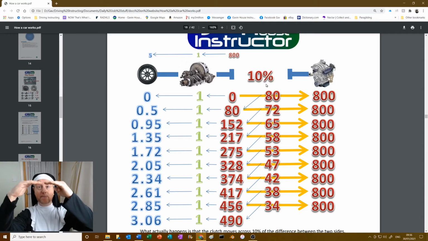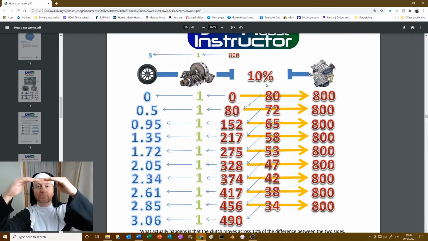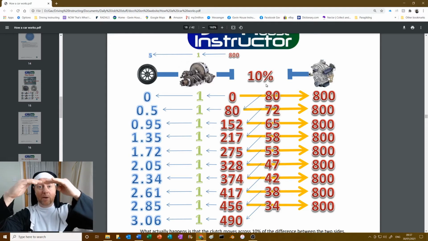And when they're at the same speed, 10% of nothing is still nothing, so the gearbox does not get faster than the engine. Because those two speeds are the same, you can now take your foot off the clutch. So you go 10% bite, 10%, 10%, 10%, foot off the clutch. Because 100% of the difference, which is zero, is still zero. So the fact that your foot is now off the clutch doesn't make any difference.